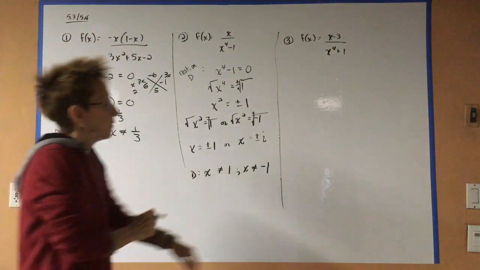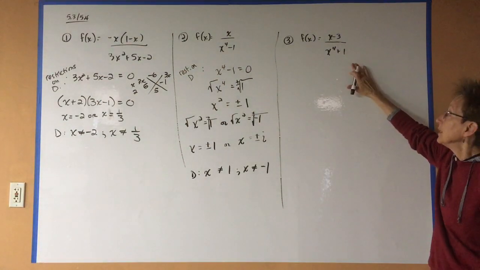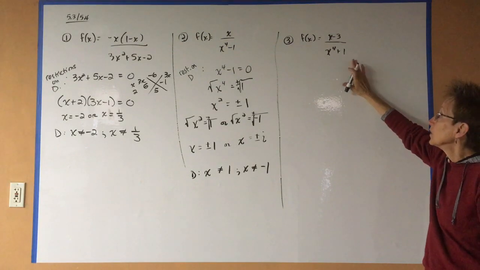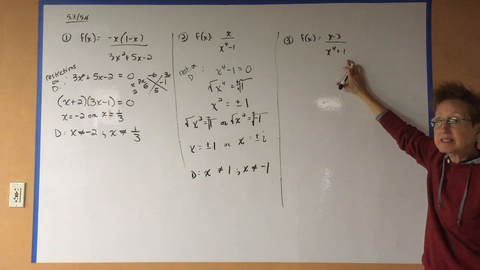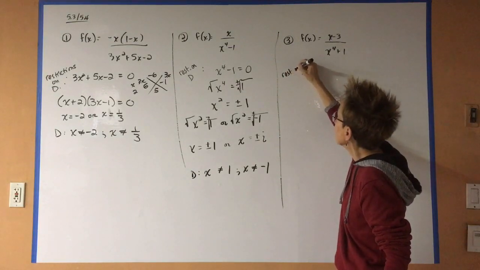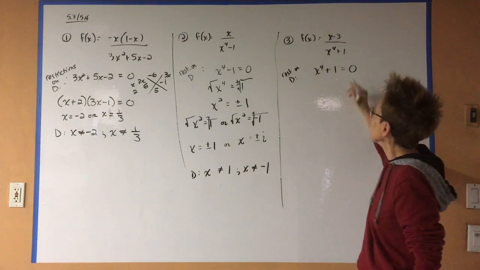like this, and they want me again to find the domain. So I'm going to look at this. There's no square roots, but there is an x in the denominator, so I'm going to go ahead and think about the restrictions on the domain. So I'll take the denominator and I'll set it equal to 0.